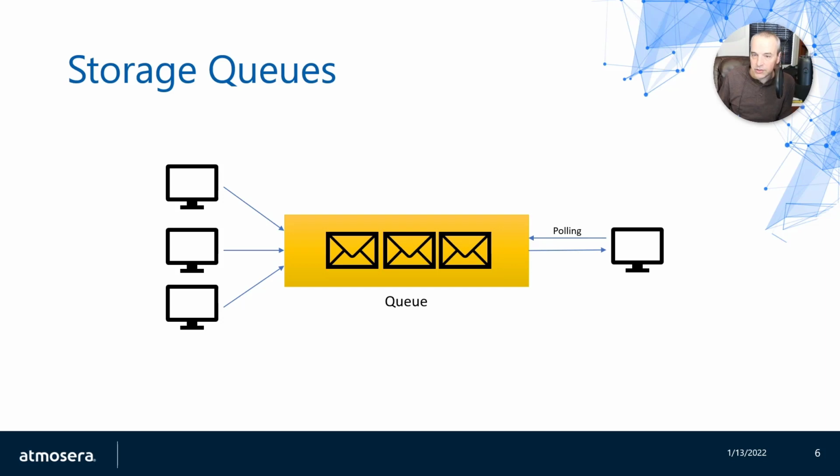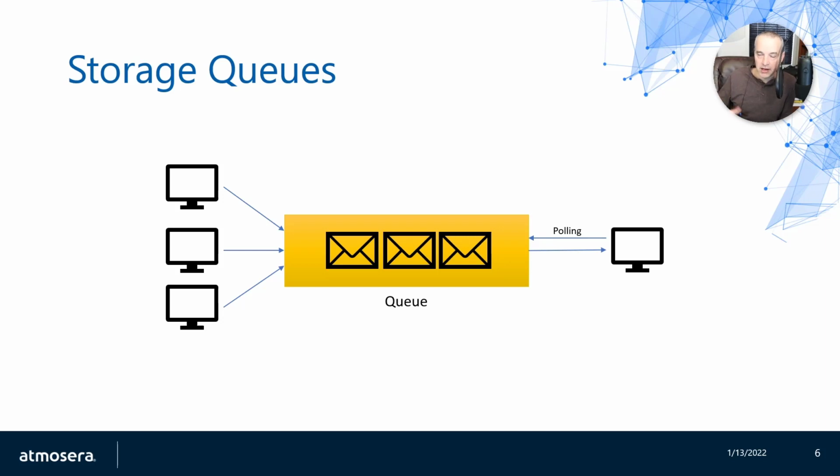While with a storage queue, it requires that the client poll the queue for new messages as they come onto the queue. So you have to create a polling instance inside your application to go out there, look for new messages, and then check it periodically.